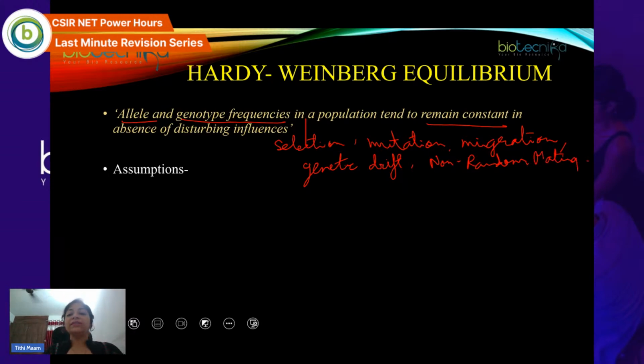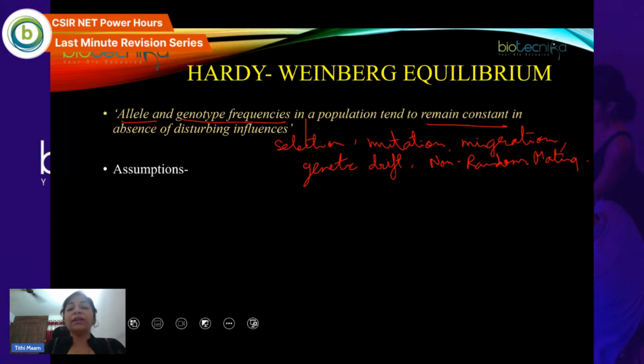Okay, these are the conditions which have the ability to change the population, or these are the evolutionary forces. These are 5 evolutionary forces which can act on the population, and when they act on the population, they have the ability to change the genetic structure of the population, right? So what are the assumptions here?